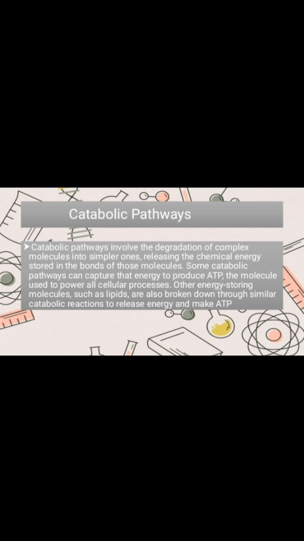So catabolic pathways involve the breakdown of complex molecules into simpler ones, releasing energy in the process. This energy is typically stored in the form of ATP, or adenosine triphosphate, which cells can use for various metabolic processes. These pathways are essential for extracting energy from nutrients such as carbohydrates, fats, and proteins. And now I will show you a short video about catabolic pathways.